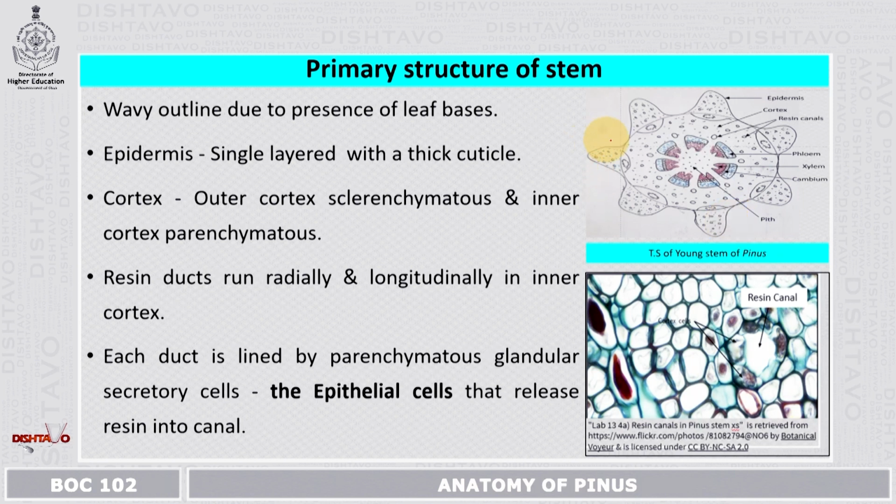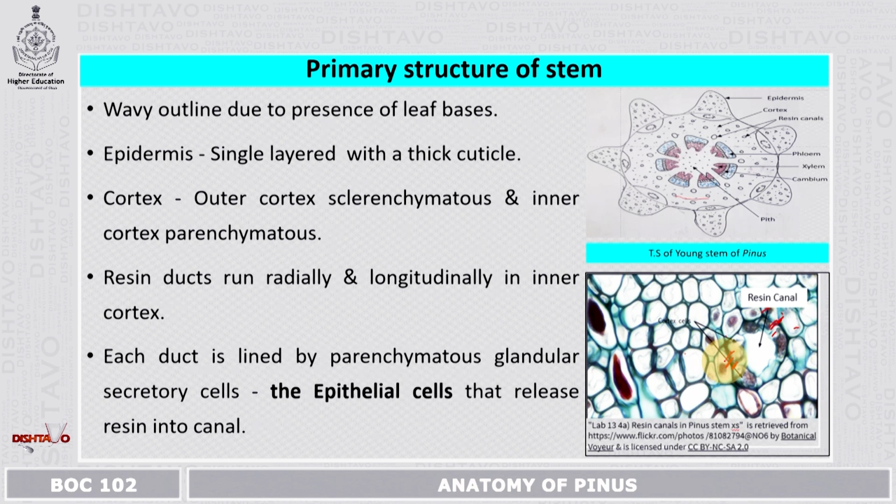The epidermis here is single layered with the presence of a very thick cuticle. And the cortex is differentiated into 2. Inner to the epidermis, you can see the cortex layer. Now the cortex here is differentiated into 2, wherein you have the outer cortex and the inner cortex. The outer cortex is sclerenchymatous. There will be thick walled cells, and the inner cortex is parenchymatous with thin walled cells.